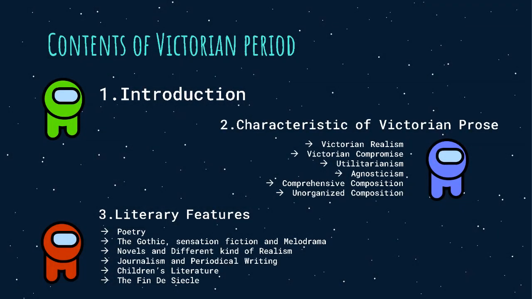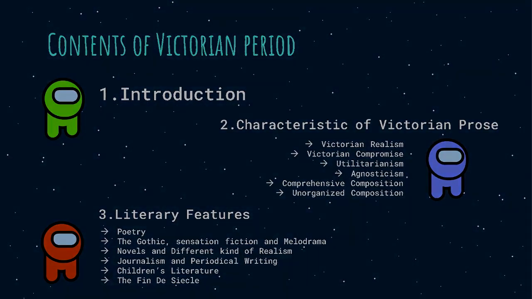So, first, we will explain about the introduction, second, the characteristics of Victorian prose, and last, the literary features. Okay, let's jump right into it.